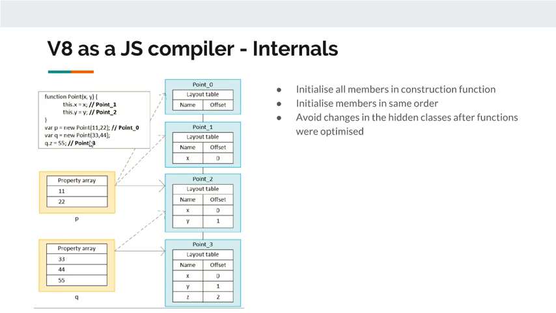So whenever we construct, we call for the first time new Point by passing 11 and 22. This is the first time we are calling the function Point. And whenever this is the first time, we first create a hidden class, which is at revision, I can call this revision 0. Revision 0 of the hidden class does not contain anything.